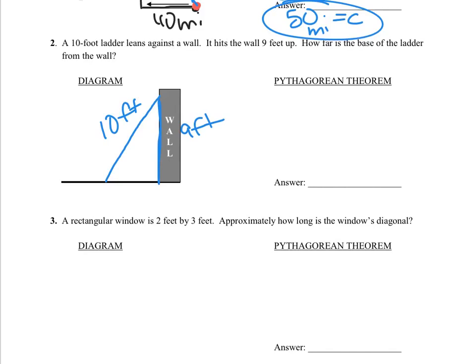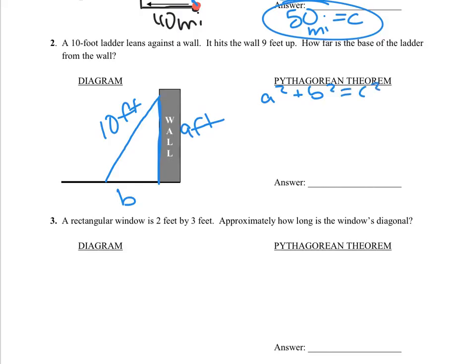They want you to find the length of the leg, or the length of the base, and find out how far the base of the ladder is from the wall. So you've got to find out what one of the legs is. But you still start off with Pythagorean's theorem. So here we go. You've got a squared plus b squared equals c squared.